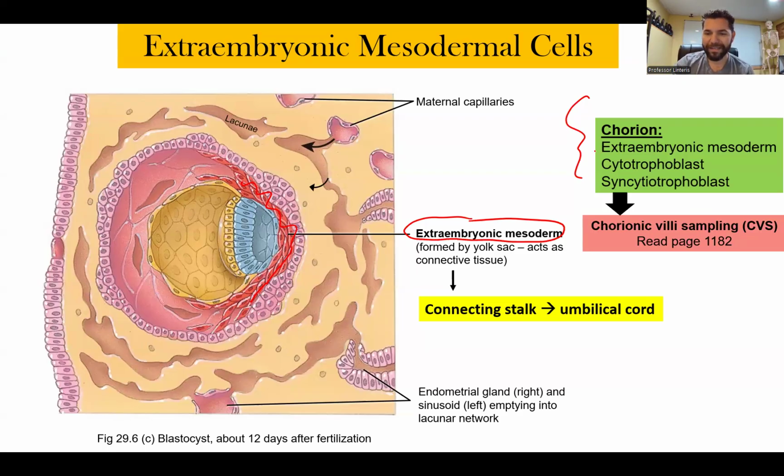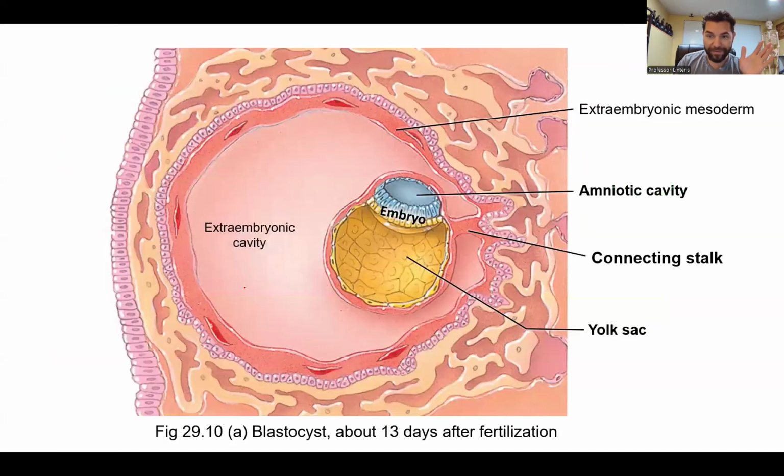But the chorion is basically the extra embryonic mesoderm, these red cells right here, the cytotrophoblast and the syncytotrophoblast that we talked about before, right? This will form the chorion. We can take samples of that, run analyses, get some idea pretty early on as far as genetic issues and things, because those cells are the same cells that originated from the first zygote. So they all have the same genetics.